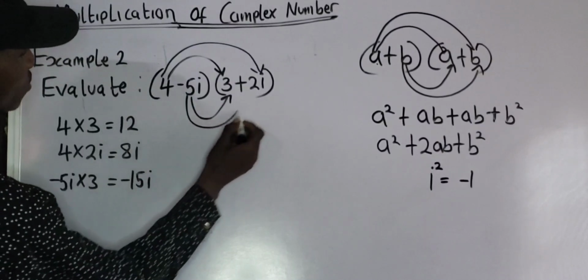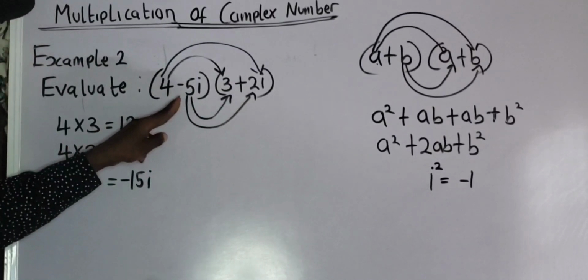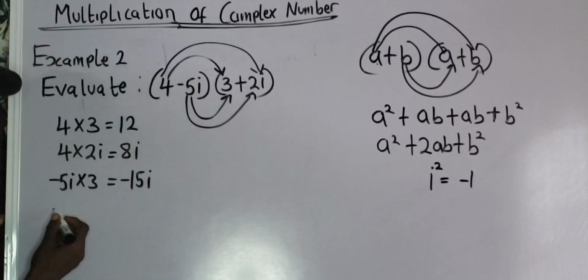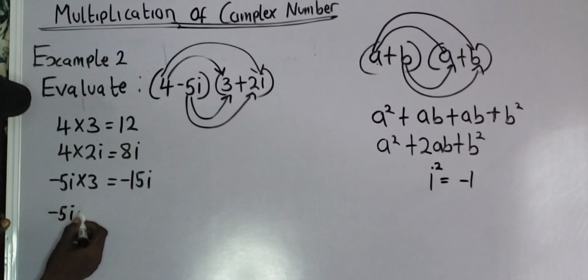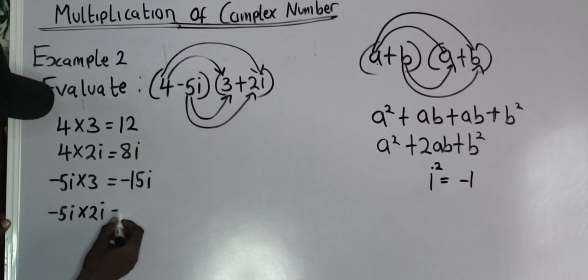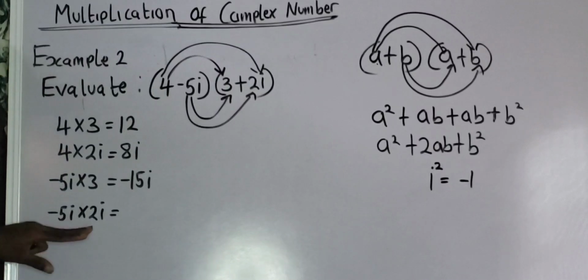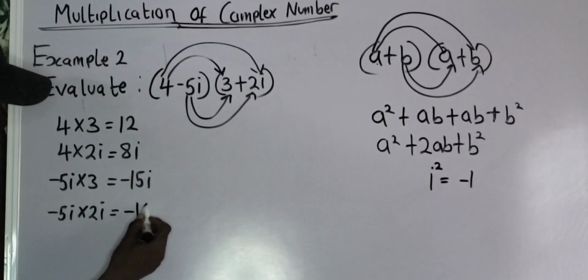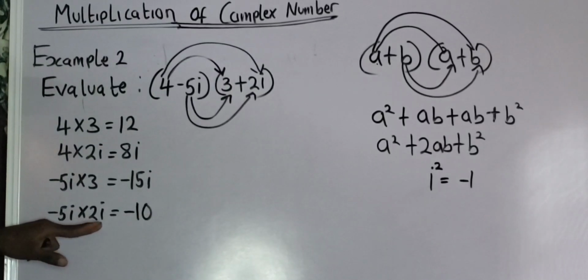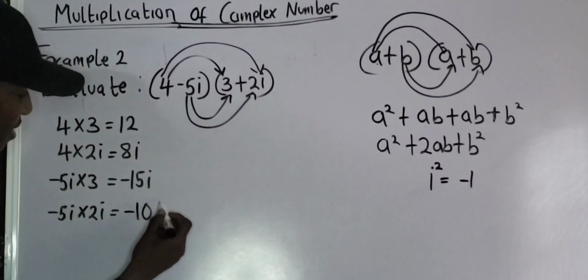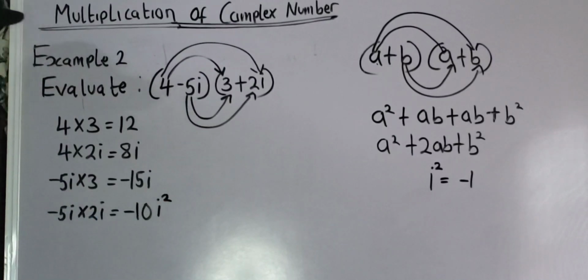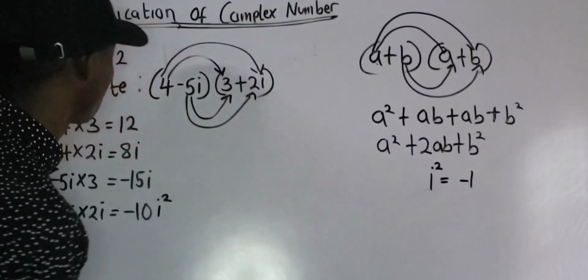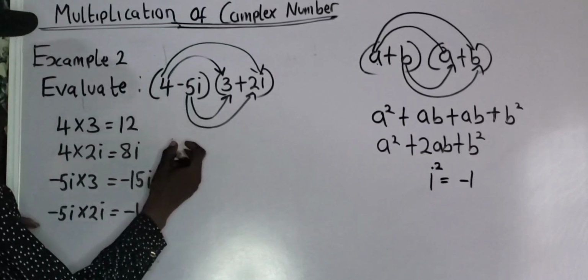So for this, I'm going to have minus 5i multiplied by 2i. Minus 5 multiplied by 2 is minus 10. i multiplied by i is i squared. And don't forget that i squared is minus 1.